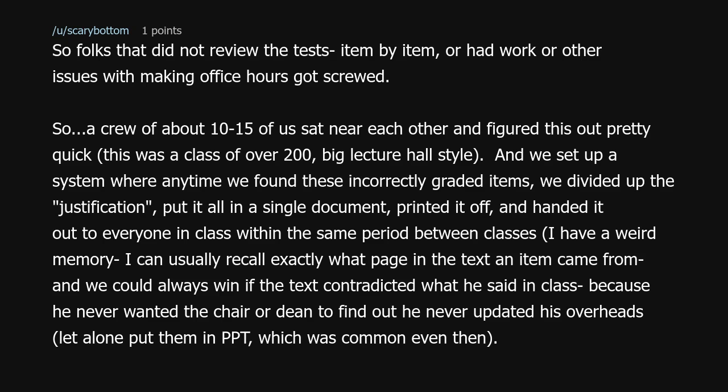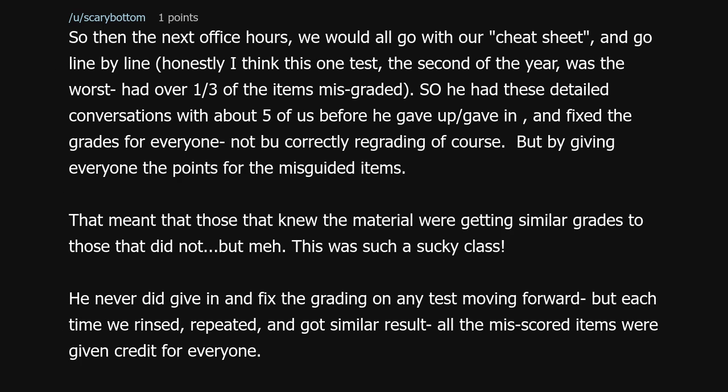I have a weird memory. I can usually recall exactly what page in the text an item came from, and we could always win if the text contradicted what he said in class, because he never wanted the chair or dean to find out. He never updated his overheads, let alone put them in PPT, which was common even then. So then the next office hours, we would all go with our cheat sheet and go line by line.